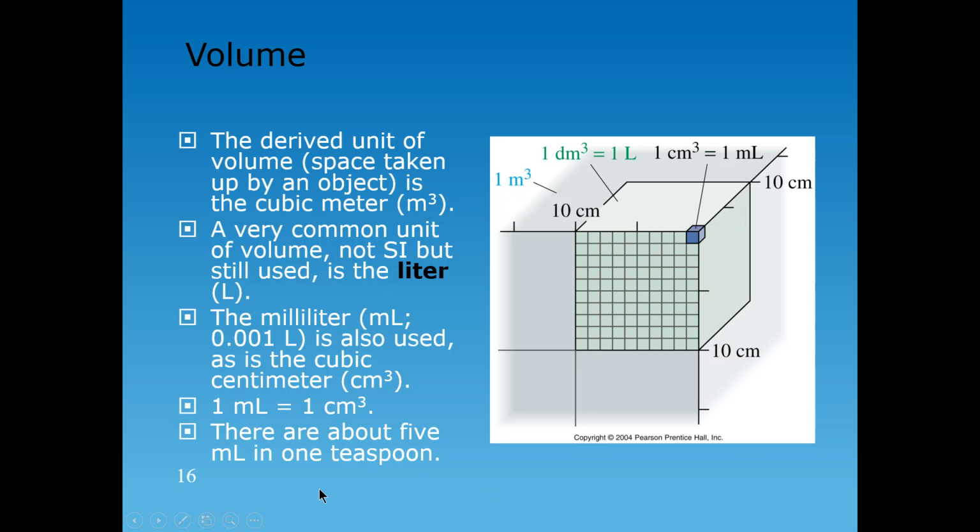And just to give you a picture as to what we're talking about here, in terms of the milliliter unit, there are about 5 milliliters present in 1 teaspoon. So that gives you an idea as to the size of the milliliter unit.